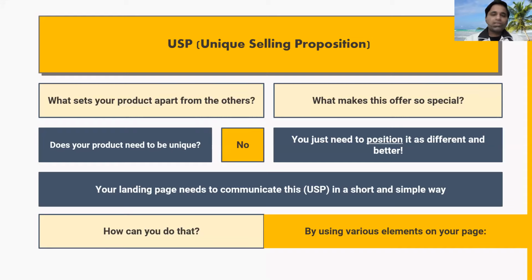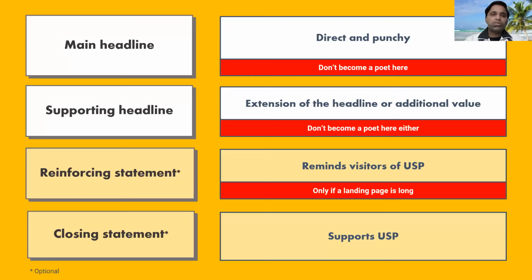By using various elements on your landing page, you can communicate your USP, like a main headline. This is the structure of the content that you have on your landing page. You have a main headline, a supporting headline, a reinforcing statement, or a closing statement. Now the reinforcing and closing statements are optional, but the main headline and supporting headline are absolutely necessary.